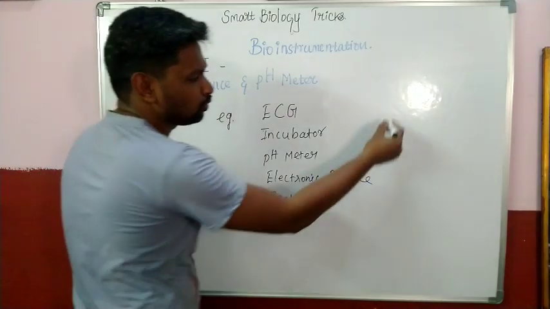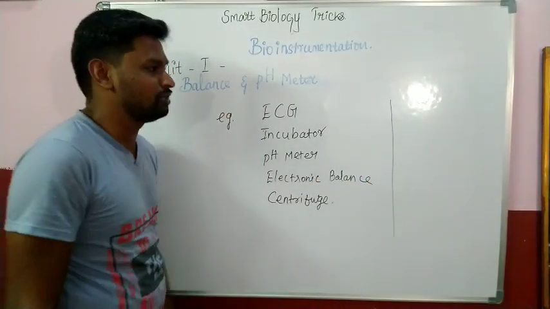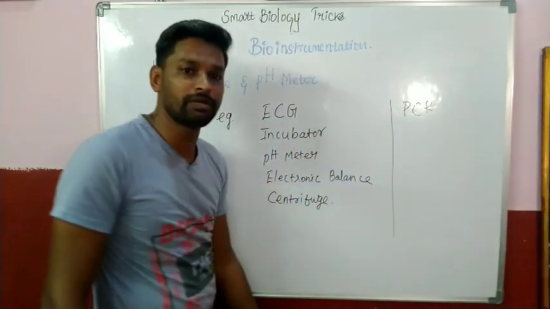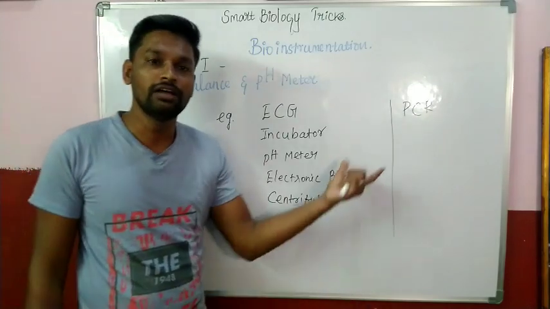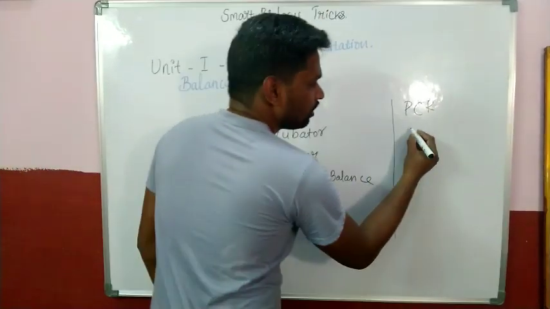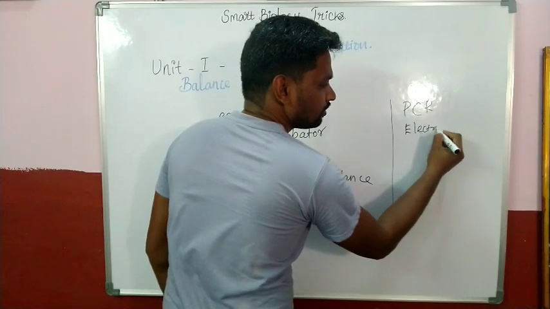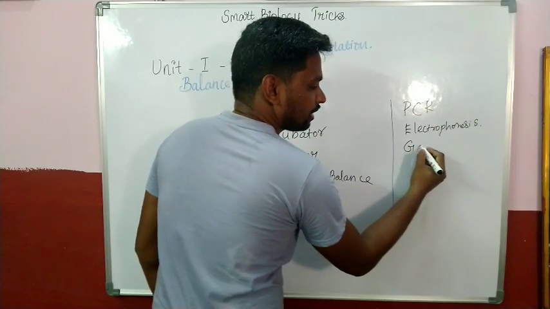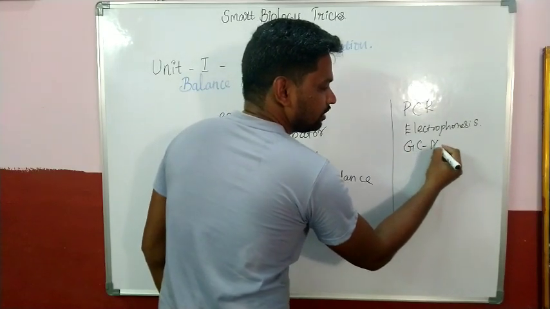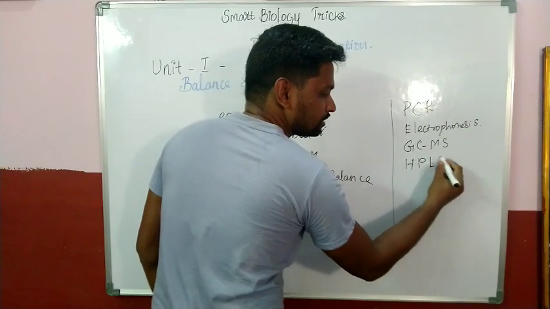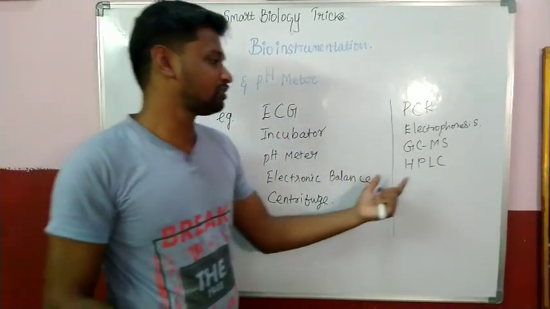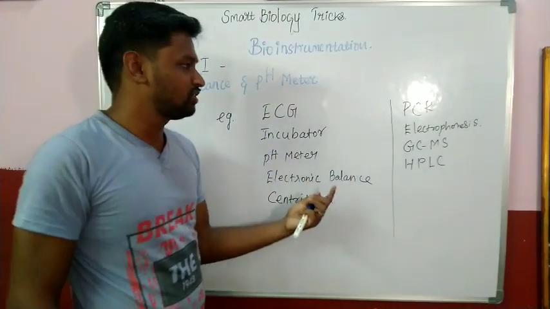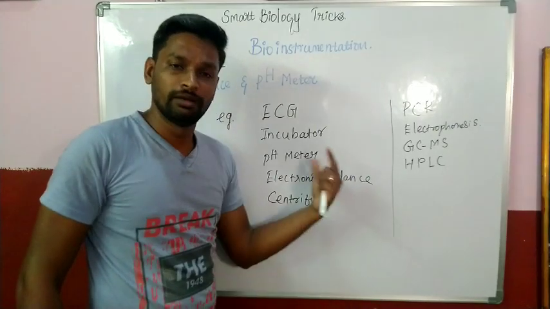If you want to know about advanced instruments, you can take the example of PCR, polymerase chain reaction. Under polymerase chain reaction, many types of PCR are available. Also electrophoresis, GCMS, gas chromatography and mass spectrometry, and also HPLC. To separate fine chemicals, we use the instruments called HPLC and GCMS. Those are the advanced instruments in a biological laboratory.